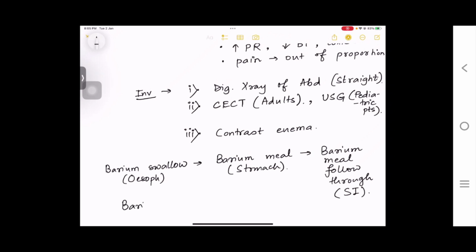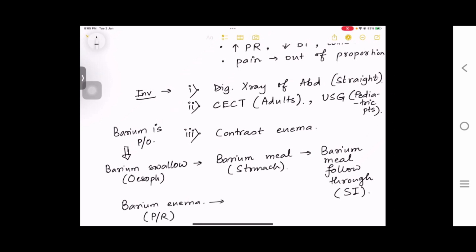What investigations will you do in case of volvulus? You will do a direct x-ray of the abdomen. You will do a CECT if your patient is an adult, and if the patient is of pediatric age group, you do a USG, and you do contrast enema.